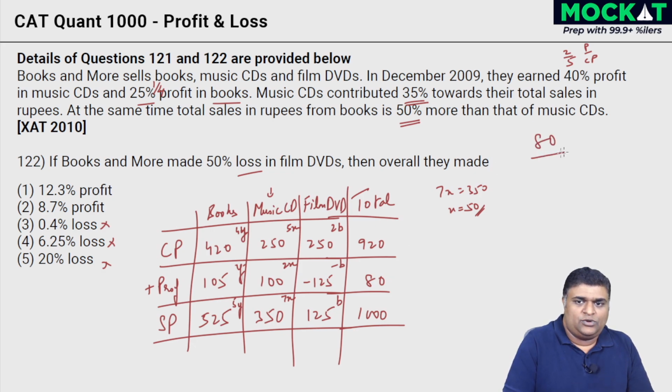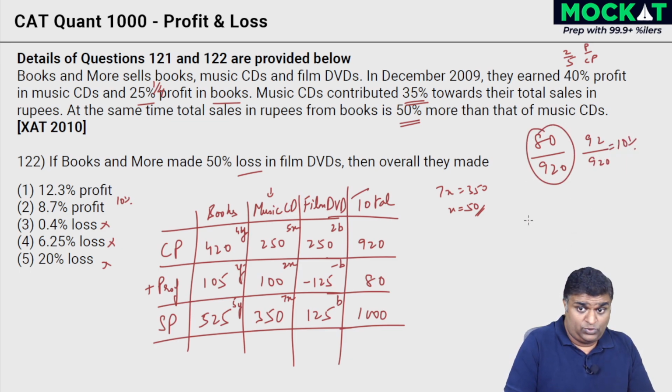Now 80 by 920, once again, you have to ask yourself, is it more than 10% or less than 10%? Only two options are there, 12.3% and 8.7%. What is separating them? 10%. What is 10% of 920? 92 by 920 is 10%. Now this 80 by 920 is definitely going to be less than 10%. Why? The numerator is less than 92. So obviously it's going to be 8.7%. You can mark it and go.